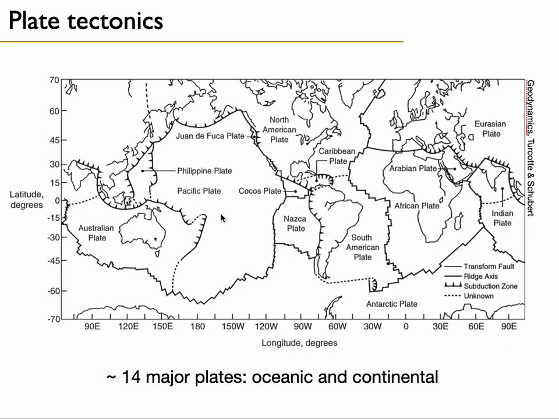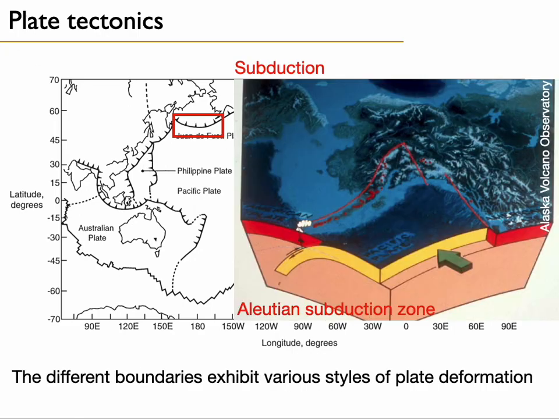Some plates are fully oceanic. For example, you see the plate here in the middle of the Pacific Ocean, which is surrounded by the Ring of Fire. So the different boundaries exhibit various styles of deformation. The plates will deform at the boundaries.